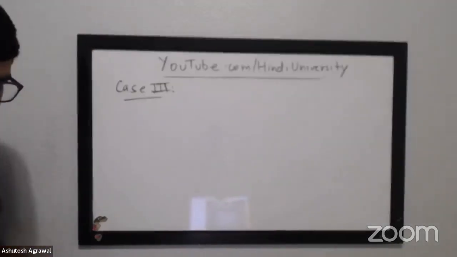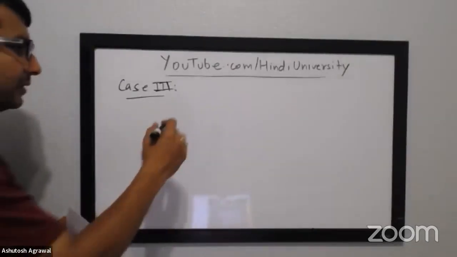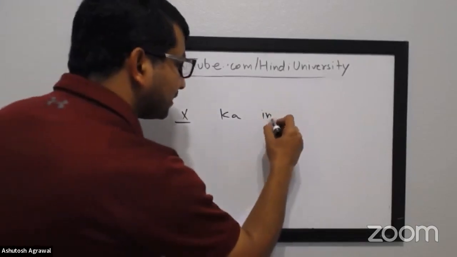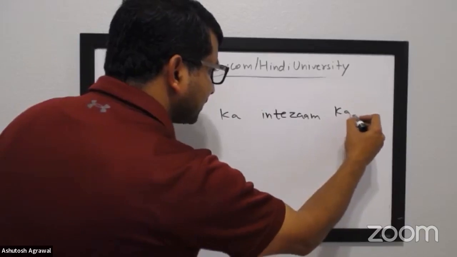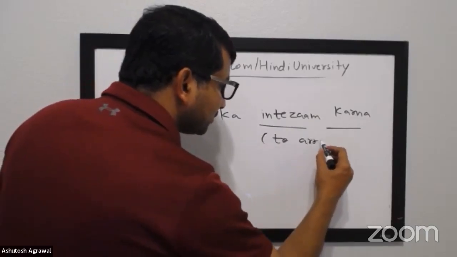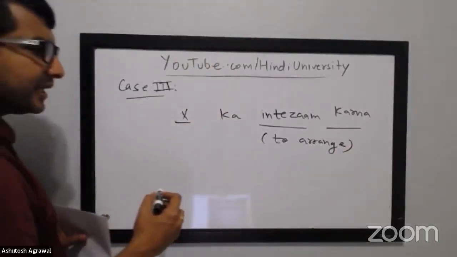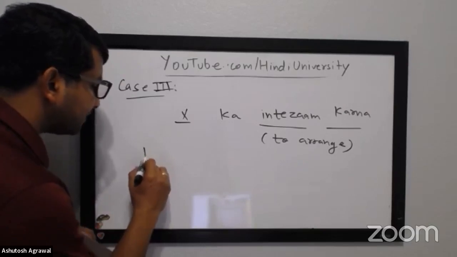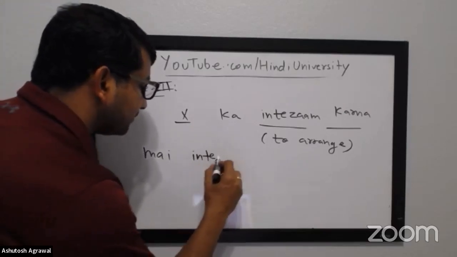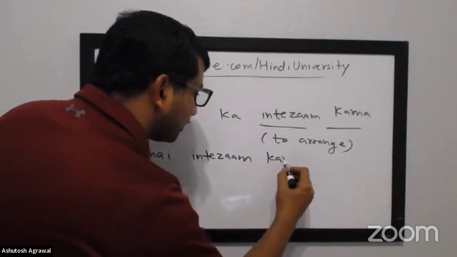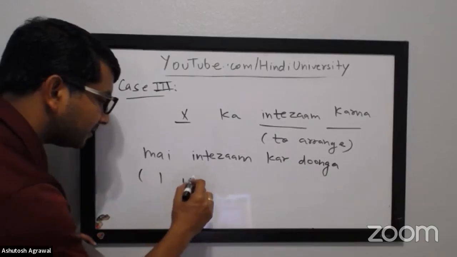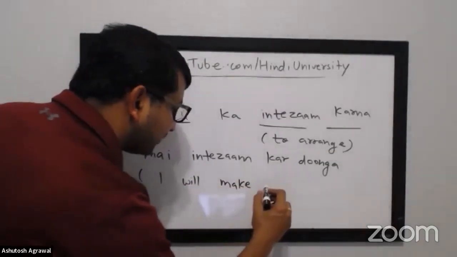So here, the lesson uses something like this, okay? So you have something ka intizam karna. What is intizam karna? It is used as a verb, which is to arrange. So to arrange something. If you were to say it in a simple sentence without using the verb, let's say main intizam kar dunga, or karunga, which means I will arrange, or I will make arrangements.